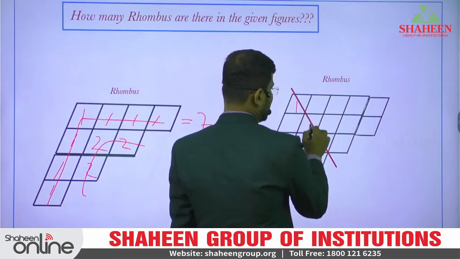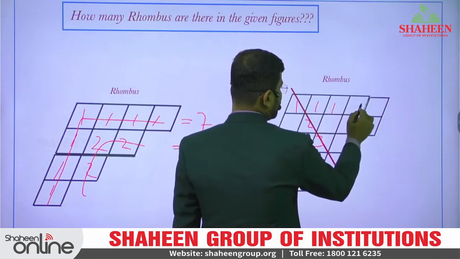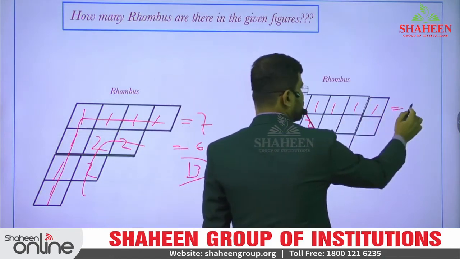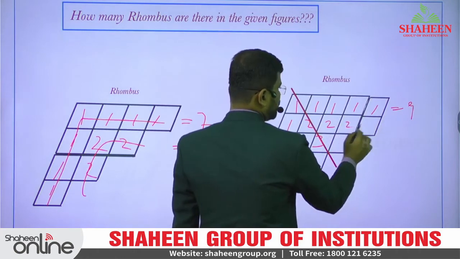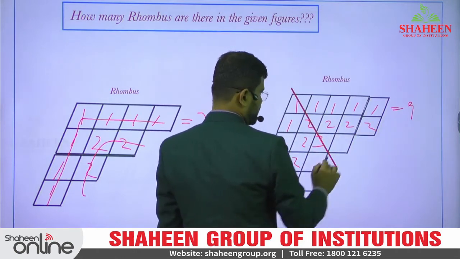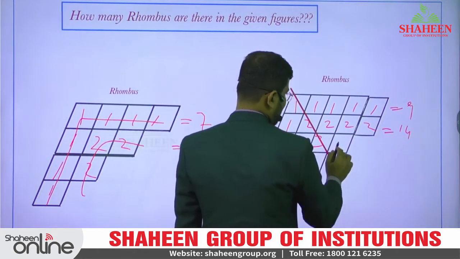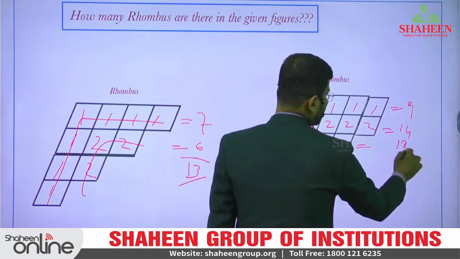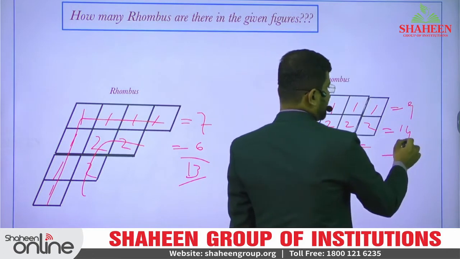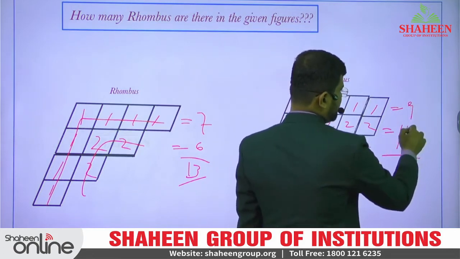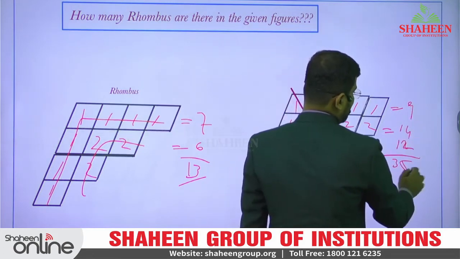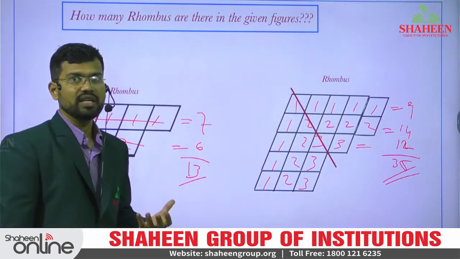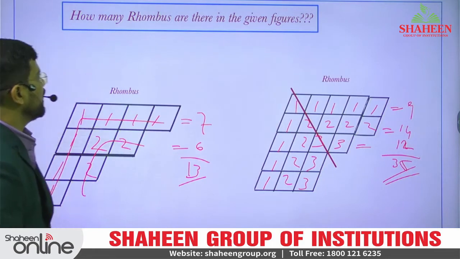Now here also the same: 1, 2, 3, 1, 2, 3, 4, 5, 6, 7, 8, 9, 9, 1, 2, 3, 4, 5, 6, 7, 2 into 7, 14, 3 into 4, 12, yes. So 10, 20, 20, 30, 35. How many rhombus are there? So there are 35 rhombus in the given figure.